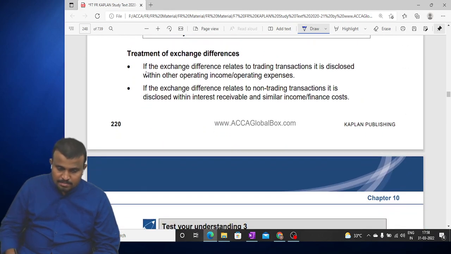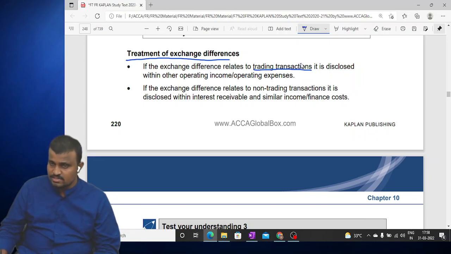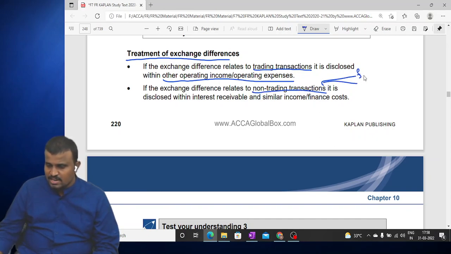Next, treatment of exchange differences. If exchange differences relate to trading activity, nothing but operating activities, those are adjusted within operating income and operating expenses. If it is not a trading transaction, that is nothing but what? Financing activity or investing activity. Those are shown along with the respective financing or investing activity.